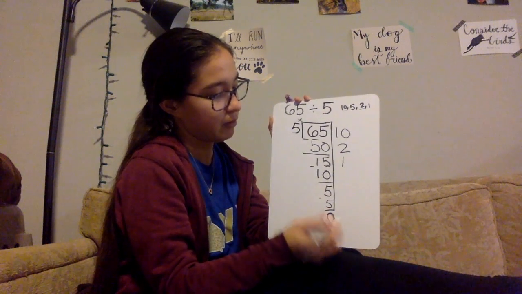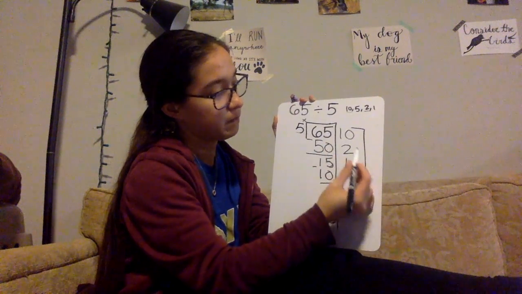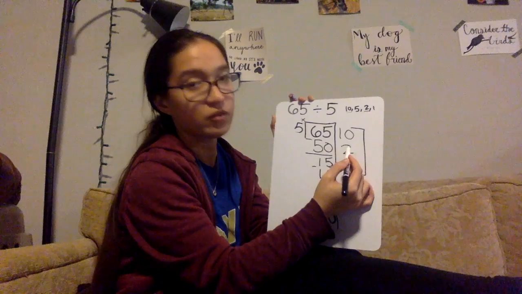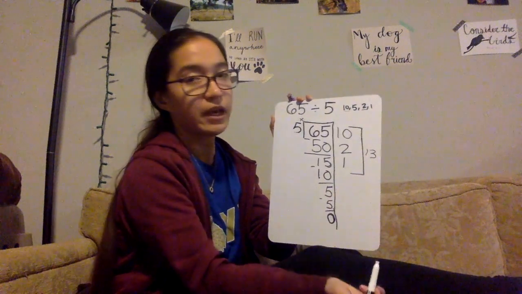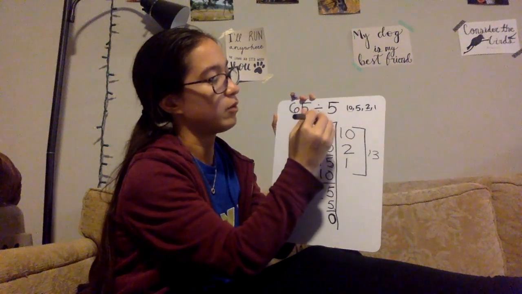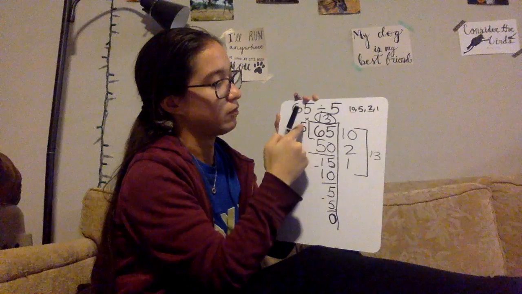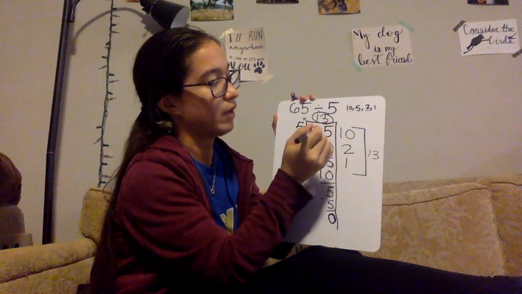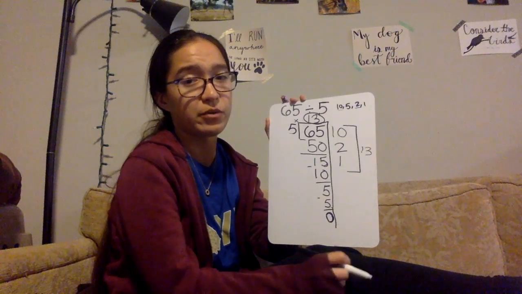And this 0 in Big 7 tells us to add my side together. So 10 plus 2 is 12, plus another 1 is 13. And when I do Big 7, my answer is always going to go on the top. So it's 13. 65 divided by 5 is 13. Let's try another one all together.